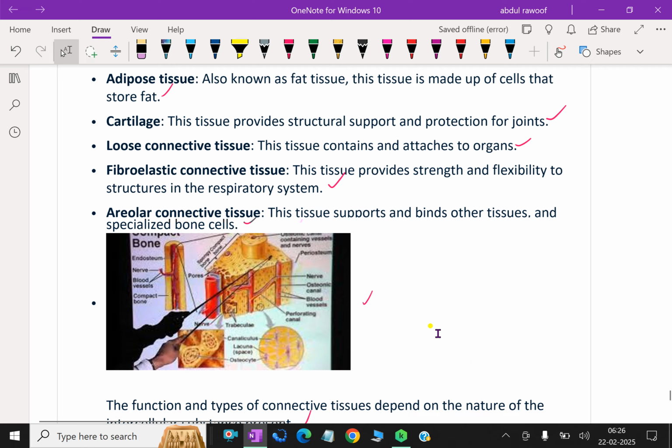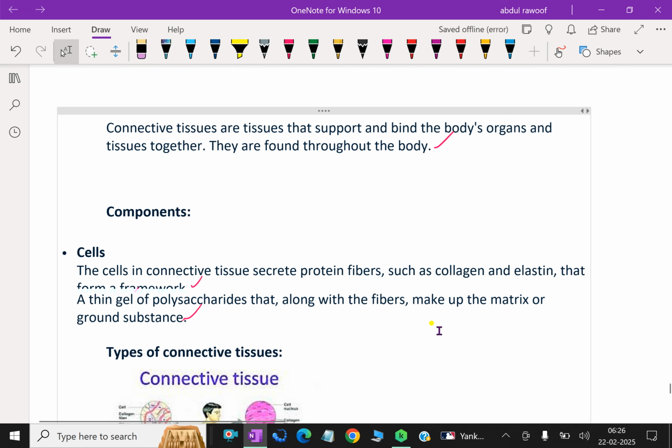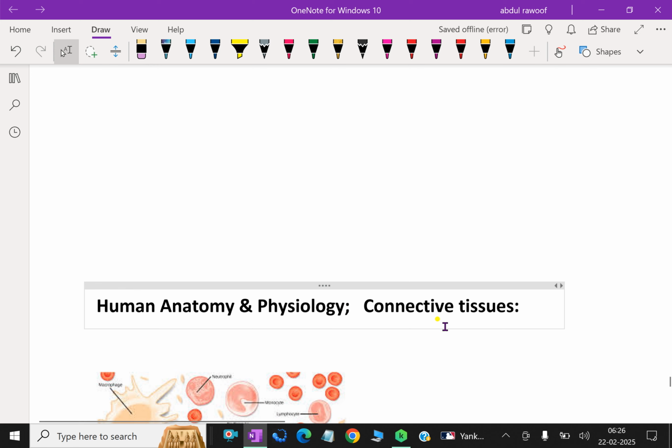So far, I have done human anatomy and physiology about connective tissues.